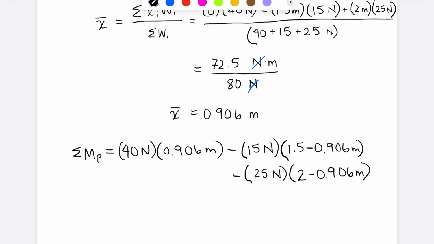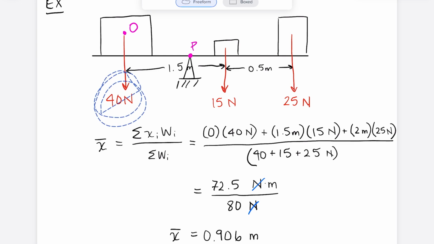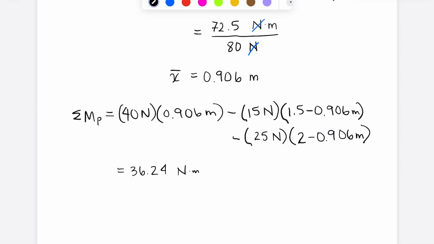So 40 times 0.906 is 36.24 Newton meters. So that's the moment caused by just this first weight, and that needs to be balanced by the moment going the other direction caused by those other two weights. So minus 15 times 1.5 minus 0.906 is 8.91, and minus 25 times 2 minus 0.906 is 27.35. So 36.24 minus 8.91 minus 27.35 is pretty dang close to 0. So that's a good check.